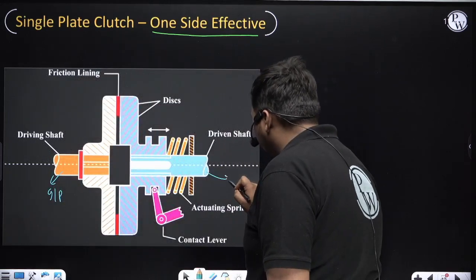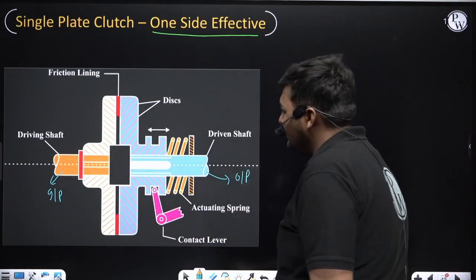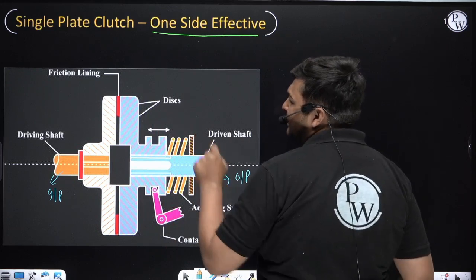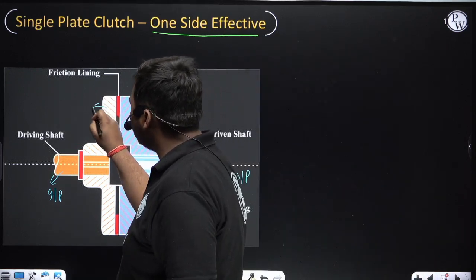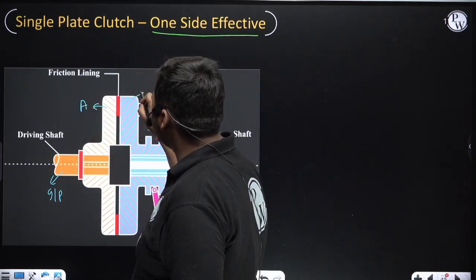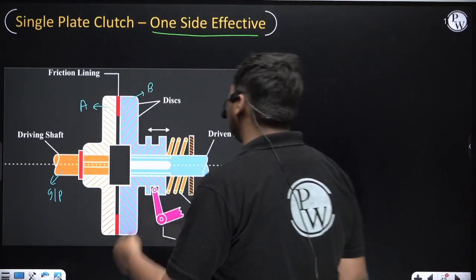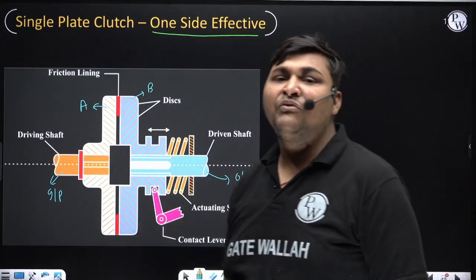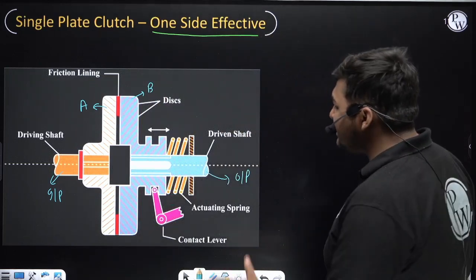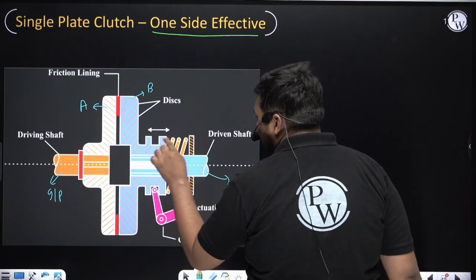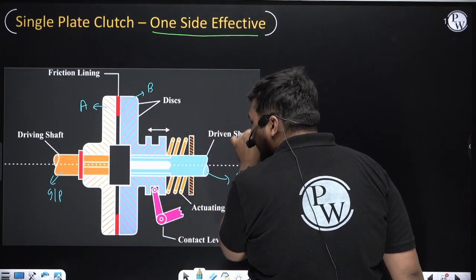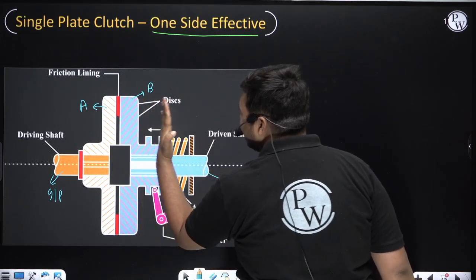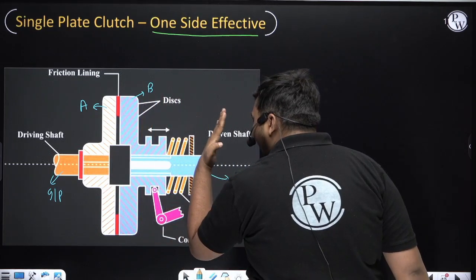It is the driven shaft or output shaft. Now this driven shaft is a splined shaft. Splined shaft means, suppose I am referring to this plate as plate A and this plate as plate B. The plate which is mounted on the driven shaft is known as the clutch plate. So here plate B is the clutch plate. Since the clutch plate is mounted on the driven shaft, and the driven shaft is a splined shaft, it means this clutch plate B can move axially on the driven shaft.